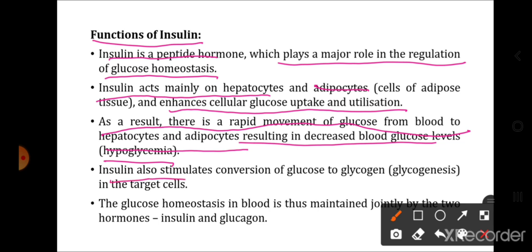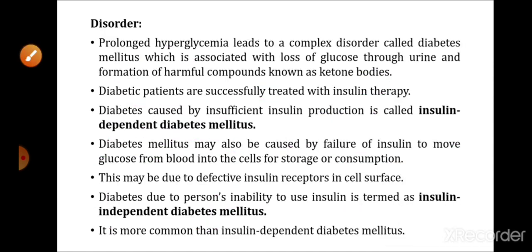It also stimulates the conversion of glucose to glycogen. ग्लूकागॉन क्या करता था? ग्लाइकोजिनोलाइसिस करता था. ग्लाइकोजन का ब्रेकडाउन ग्लूकोज में करता था. Whereas इंसुलिन क्या करेगा? ग्लूकोज को कन्वर्ट करेगा ग्लाइकोजन में. सो वो ग्लाइकोजिनोलाइसिस करता था, इंसुलिन ग्लाइकोजिनेसिस करता है, that is formation of the glycogen from glucose into the target cell. The glucose homeostasis in blood is thus maintained jointly by two hormones, insulin and glucagon.